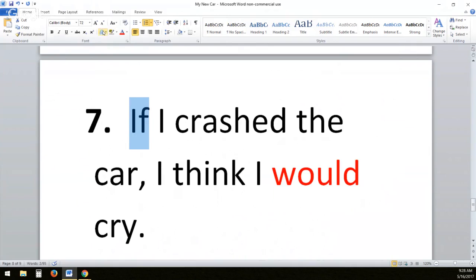We're using the word if, and if is our key here. Because we're using if with the past tense, this means that it hasn't happened. In reality, I haven't crashed the car. It's not true. It's just in my imagination. That's what hypothetical means. If I crashed the car, what would happen?